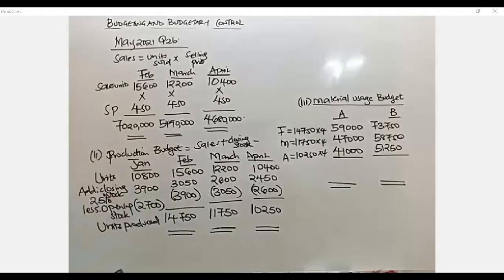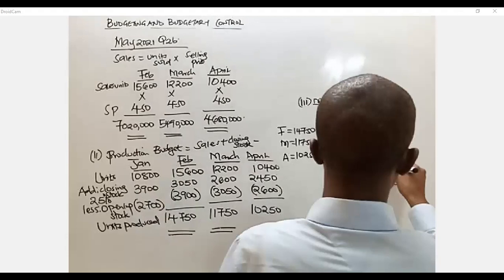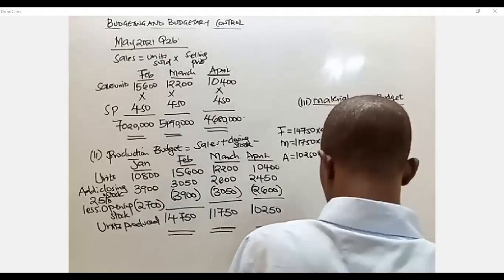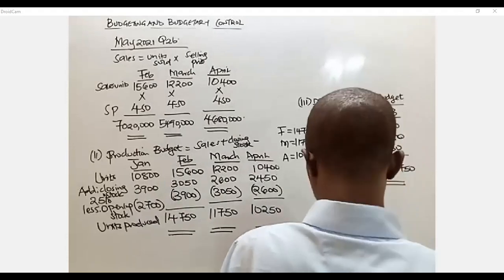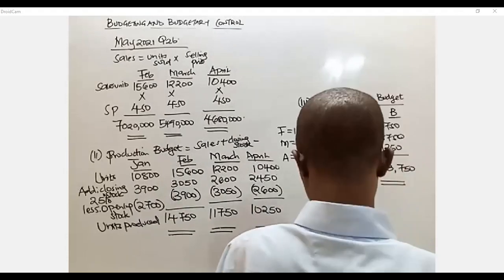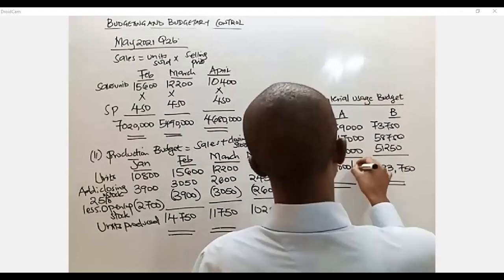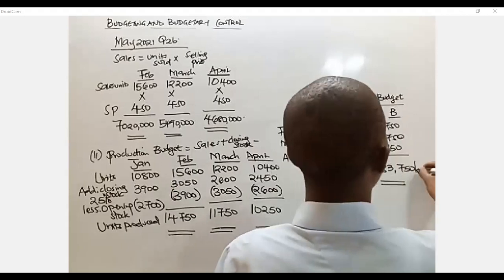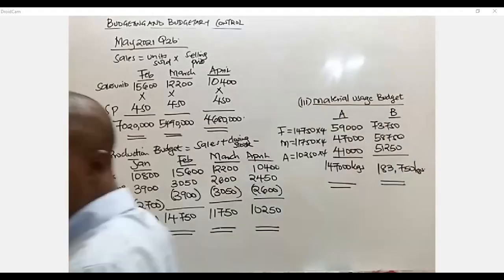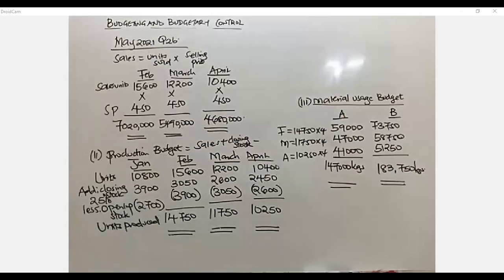Let me start with the second one, 58,750 plus 73,750. How much am I getting? I'm getting 183,750. Then we have 59,000 plus 47,000 plus 41,000, getting 147,000 kgs. Those are the things that we're supposed to be getting there. And once you understand them, then you are good to go.